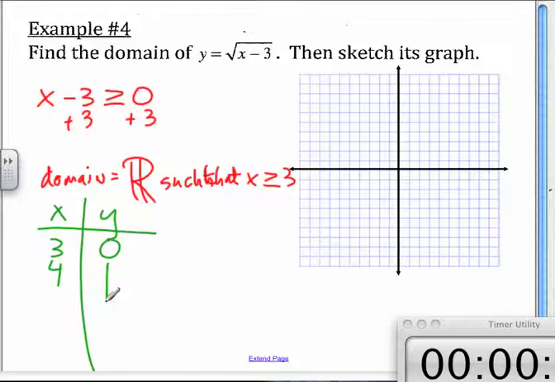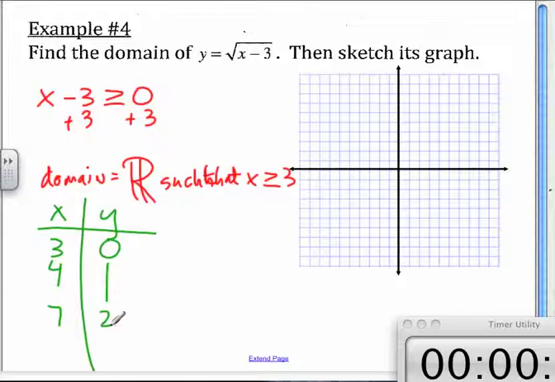Kyle? No, not 6. What do I want it to be, David? No, not 9. What do I want it to be, Aaron? No, not 12. Chris? 7, I like. Because 7 minus 3 is 4. And 4 is a perfect square. The square root of 4 is 2. Now what do I want the next one to be?